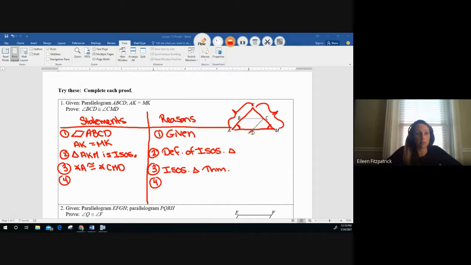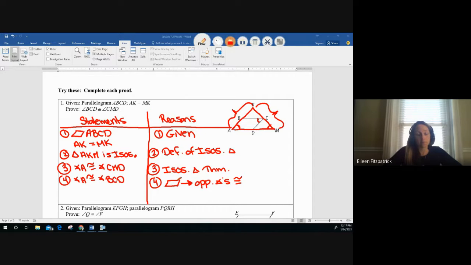Well, because you have your parallelogram, don't you know that opposite angles are congruent? So can't you say that angle A is congruent to angle BCD? So let's say that next. Angle A is congruent to angle BCD. And that's because since you're given that it's a parallelogram, that implies opposite angles congruent. And that's how we write our justification. Parallelogram implies opposite angles congruent.